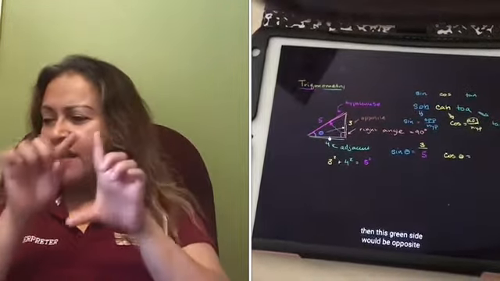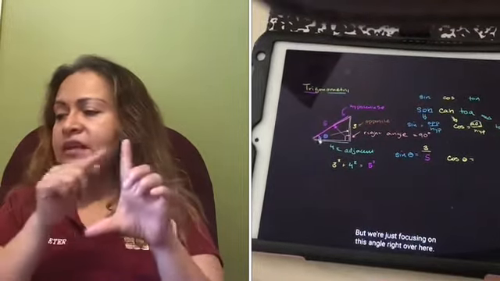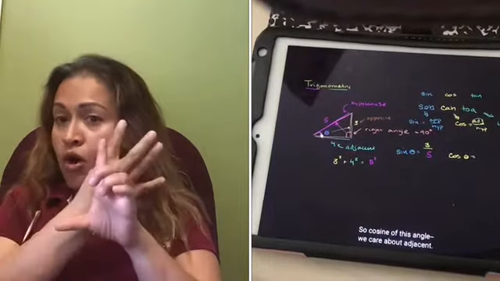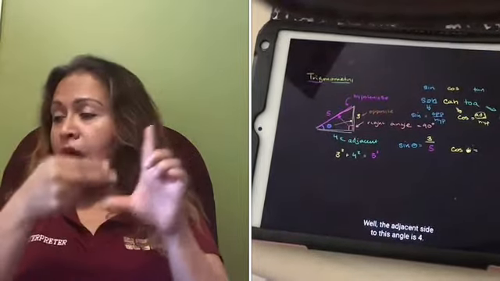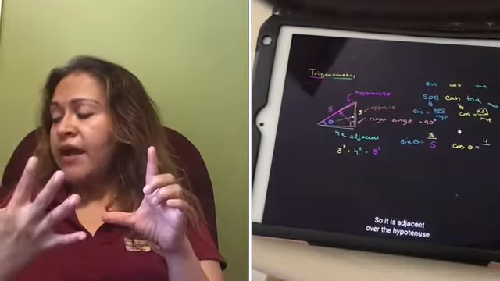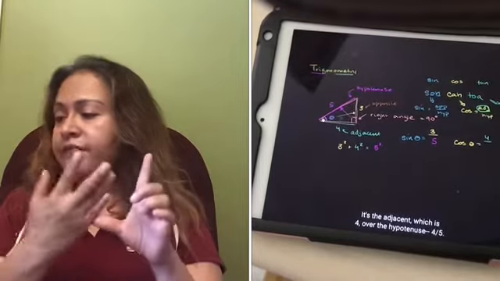So cosine of this angle, we hear about adjacent. Well, the adjacent side to this angle is 4. So it is adjacent over the hypotenuse. It's the adjacent, which is 4, over the hypotenuse, 4 over 5. Now let's do the tangent.